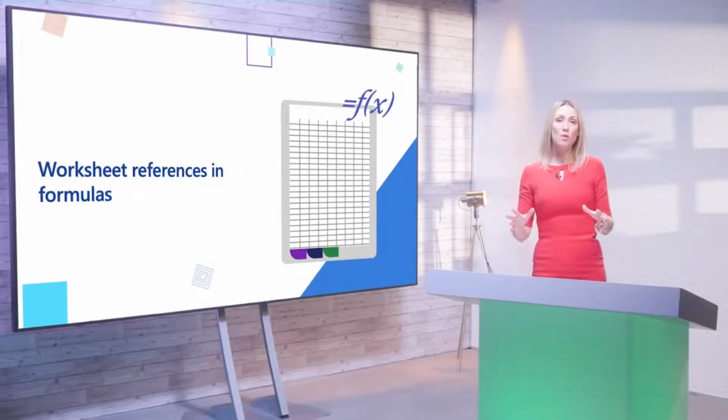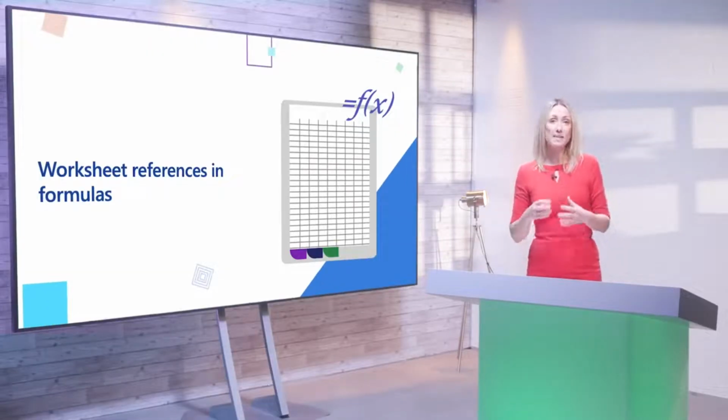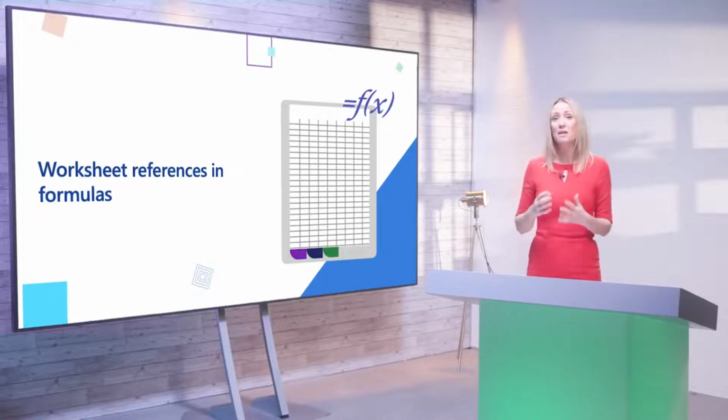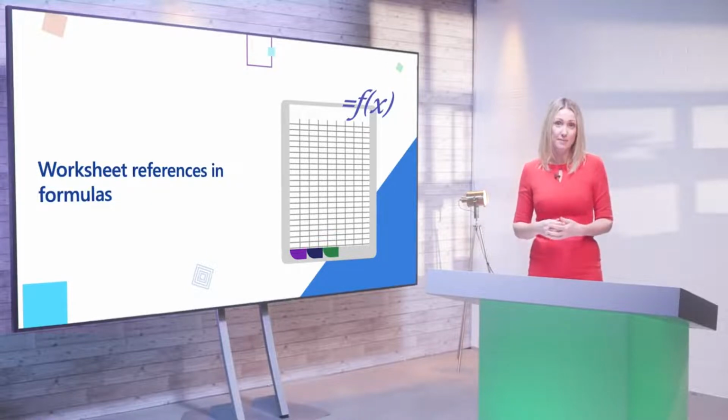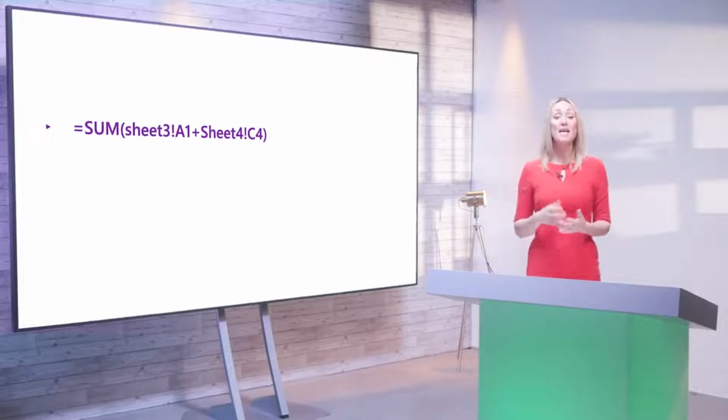When you construct a formula, you can refer to any cell or cell range within any worksheet in the current workbook. These worksheet references declare the worksheet name followed by an exclamation mark, followed by the regular cell reference. For example, you can have a formula that adds 2 numbers from different sheets. You just type the equal sign, Sheet3, exclamation mark, A1, the plus sign, Sheet4, exclamation mark, C4, and then press enter.